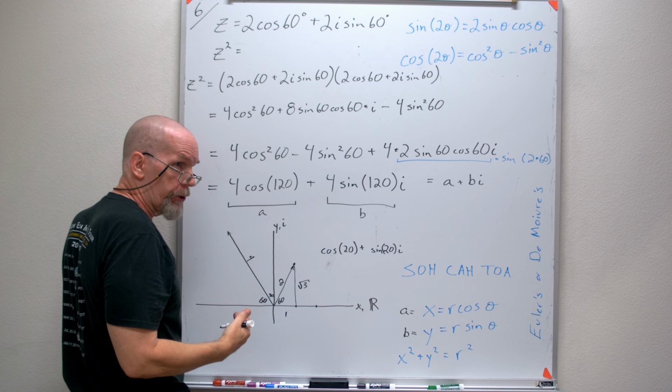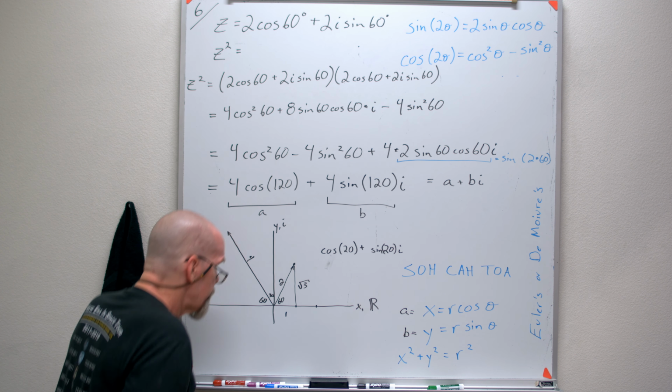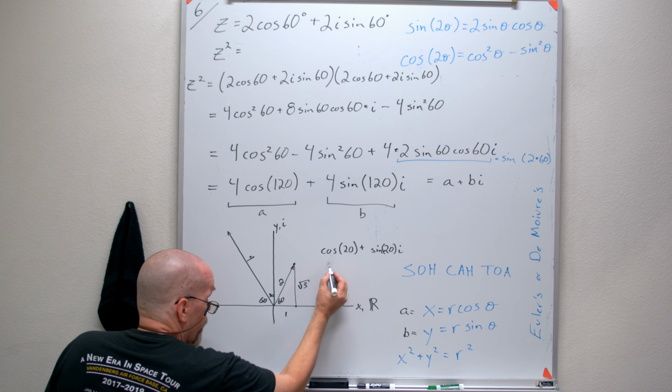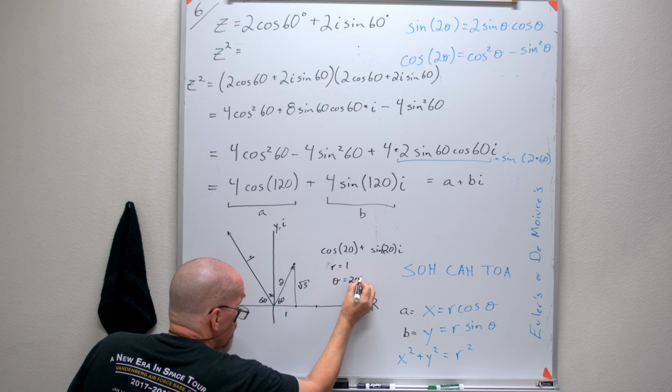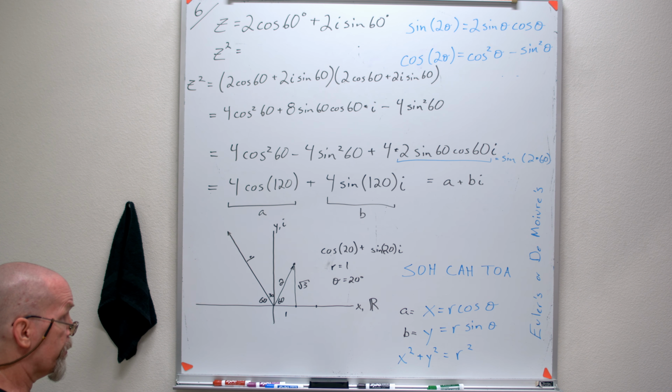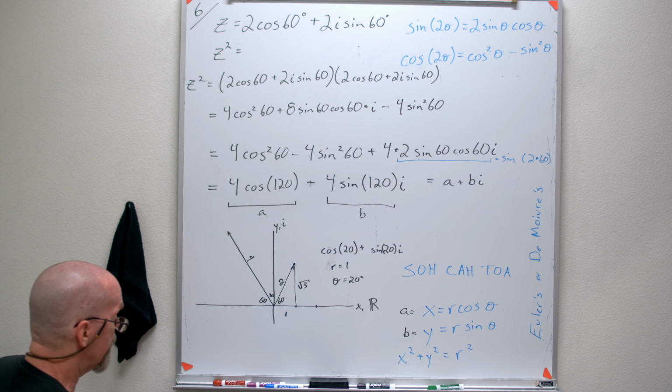Their radius was just 1 unit, and if we square 1, we get 1. So we might be thinking we'd end up with one of these that's got an R of 1 and a theta of 20 degrees. And that's what we'd end up with if we actually used the numbers they gave in your book for this question.